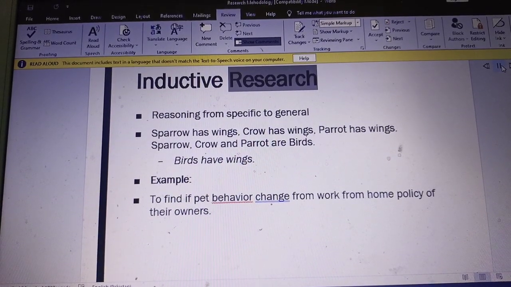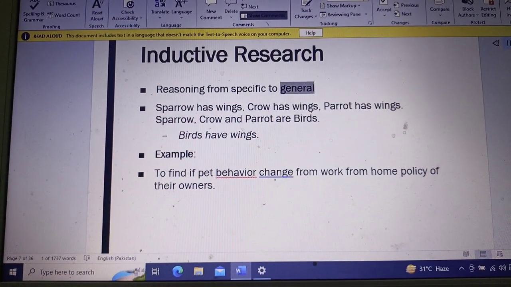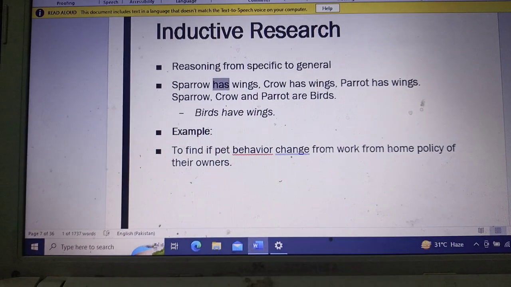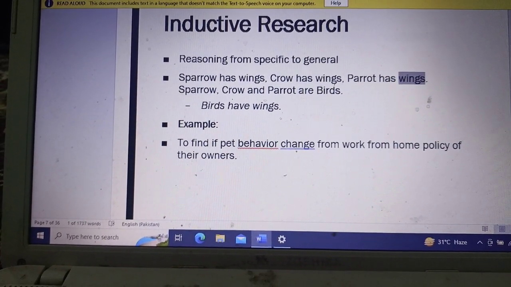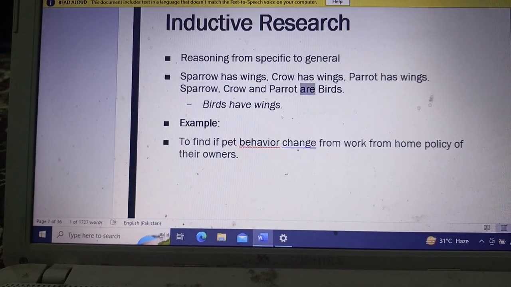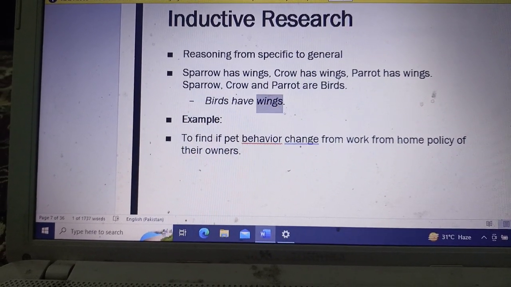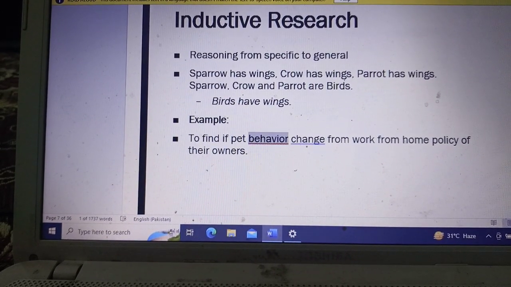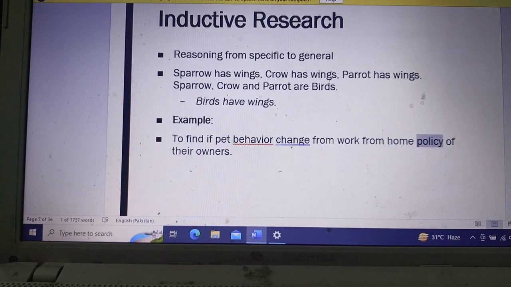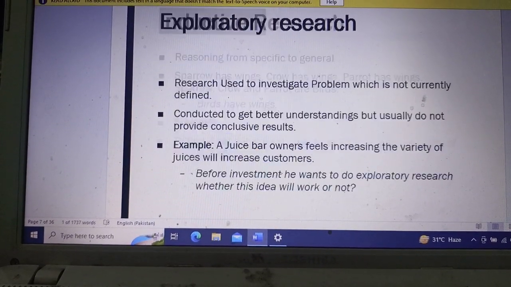Inductive research. Reasoning from specific to general. Sparrow has wings, crow has wings, parrot has wings. Sparrow, crow, and parrot are birds. Birds have wings. Example, to find if pet behavior changes from the work-from-home policy of their owners.